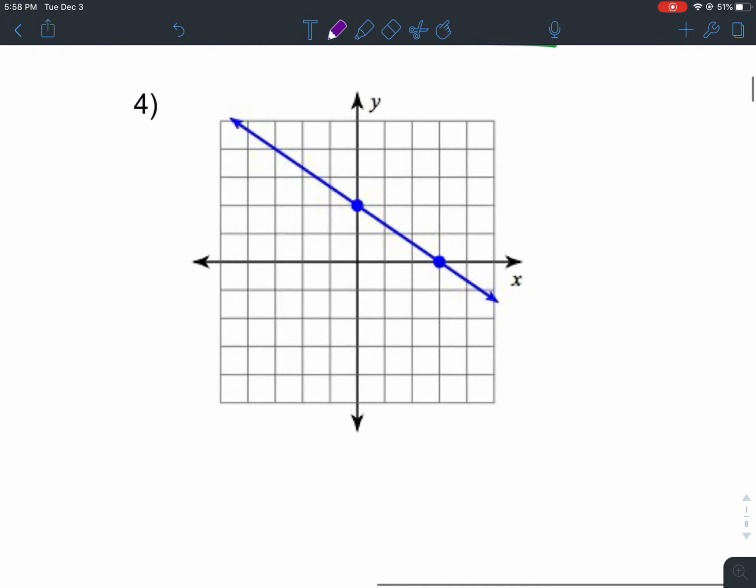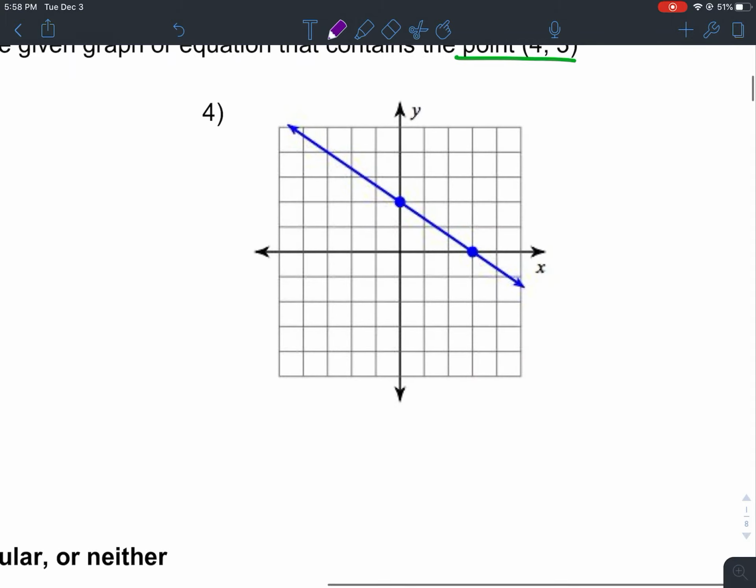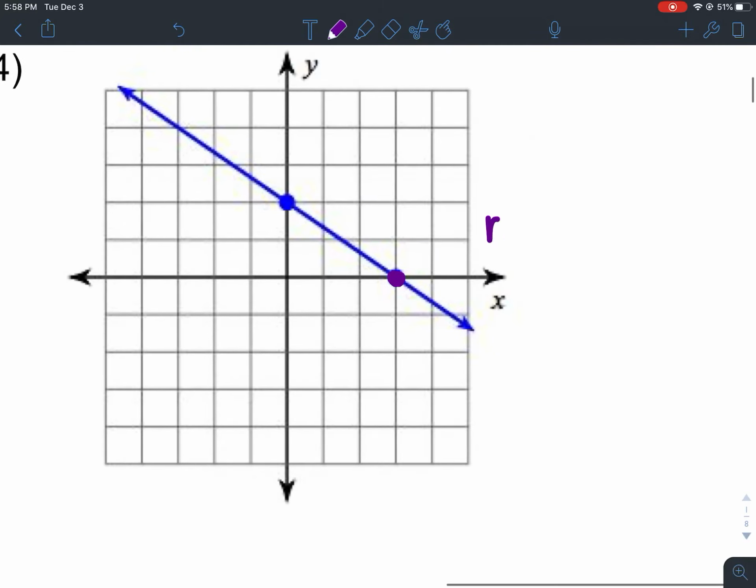All right, moving on to number 4. This doesn't give me an equation, but all I really need is the slope, right? I want to know what the slope is. So let's go ahead and just pick a point. Doesn't matter, so I'm going to pick this one here. I'm going to do rise over run to find our slope.